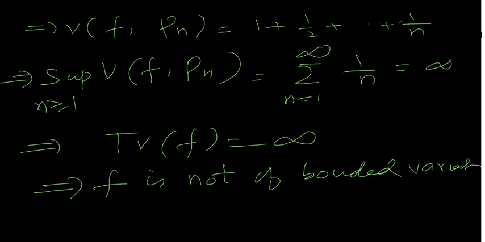It's actually trivial. The elements of the set of variations are like this: 1 plus 1/2 plus ... plus 1/n. The supremum of that set will be infinite. So that's why this total variation is infinite. Hence f is not of bounded variation.